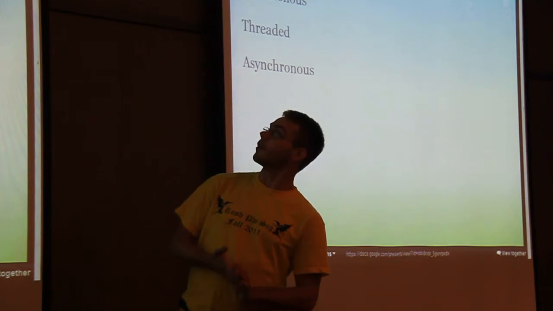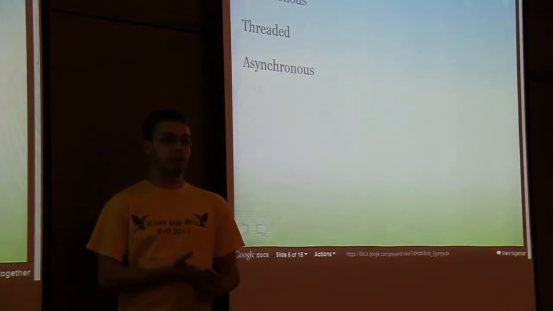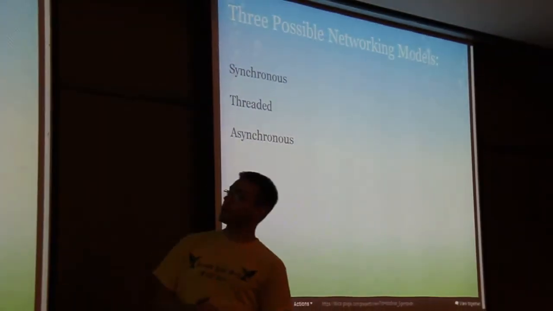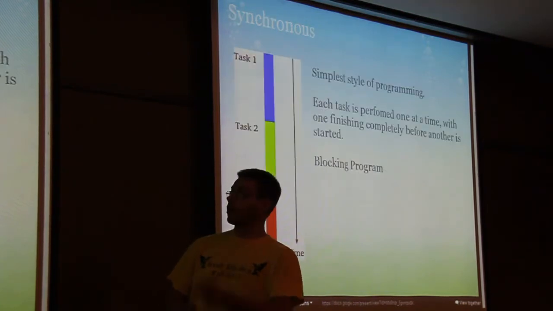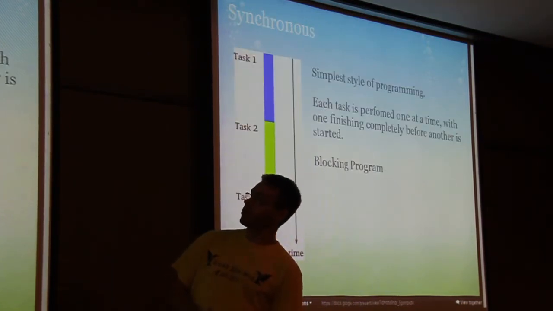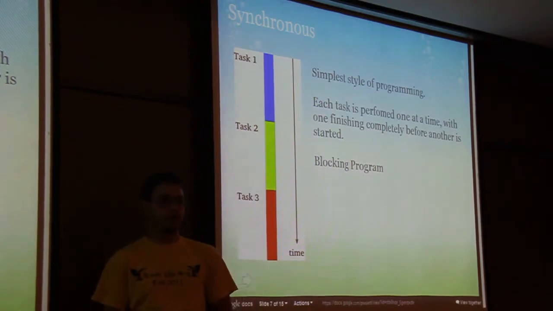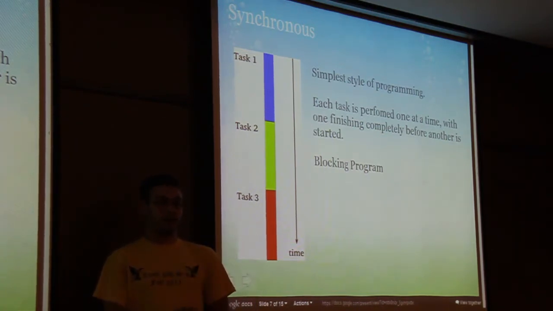And now for the network models, we considered three networking models to build the client and the server: synchronous, threaded, and asynchronous. The first one, synchronous, is the idea that everything is iterative. That's like when you first learned to program, it was a synchronous program. One task happens after the other. Task 2 has to wait until task 1 completes before it can do anything.